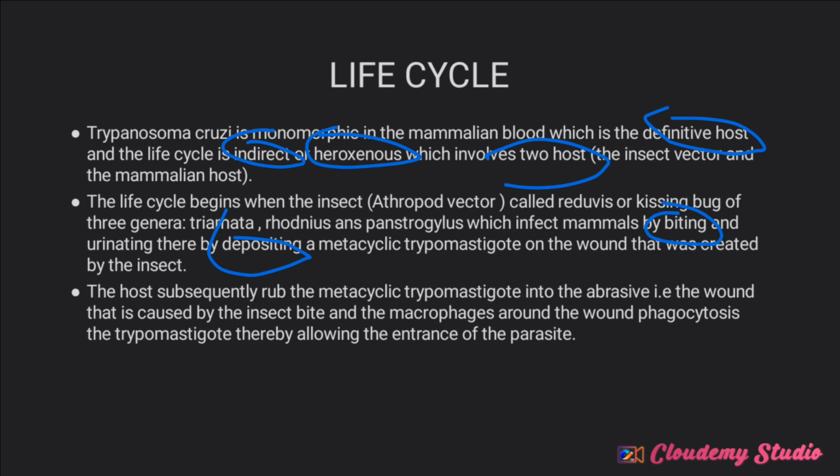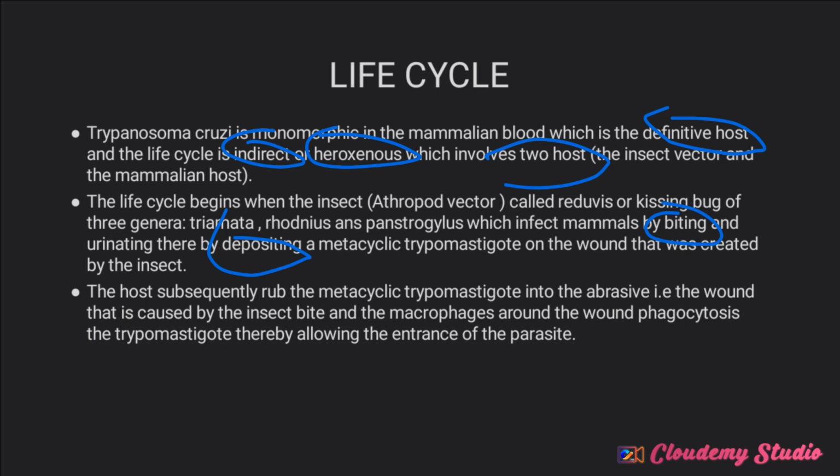Once they deposit metacyclic trypomastigotes on the wound that is created by the insect, maybe after biting the person there will be irritation. You want to rub it, you want to scrub it. Immediately that you scrub that place, you are the one that pushes the parasite inside yourself. You rub the metacyclic trypomastigotes on the abrasion that is caused by the insect bite.